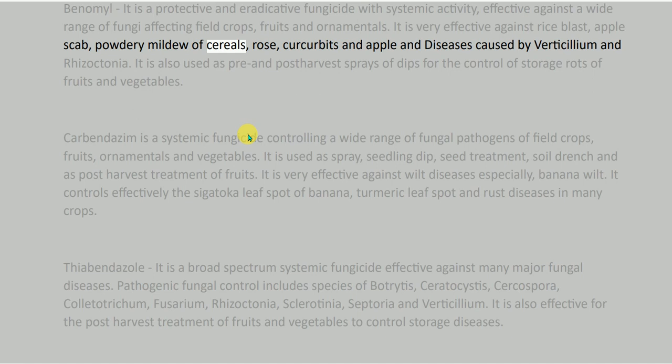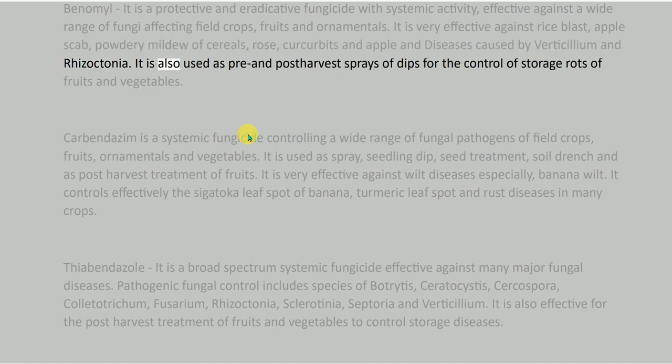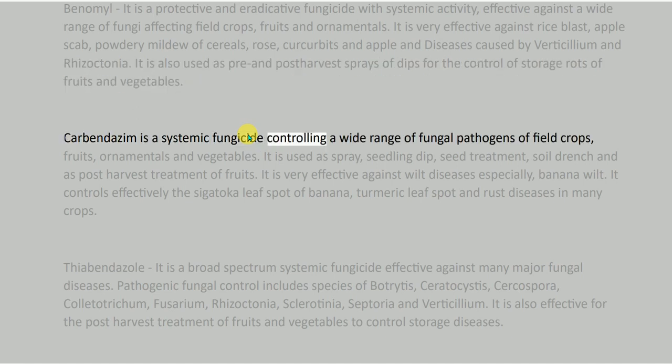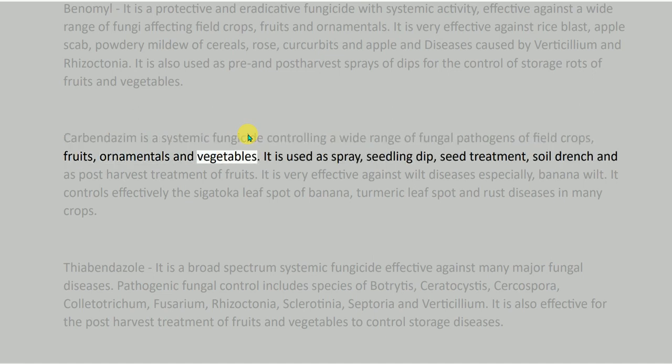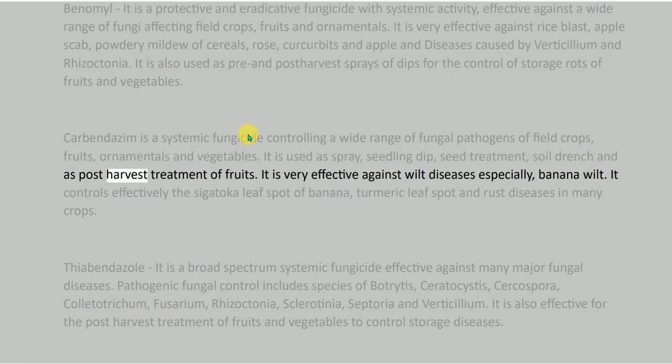It is also used as pre- and post-harvest sprays or dips for the control of storage rots of fruits and vegetables. Carbendazim is a systemic fungicide controlling a wide range of fungal pathogens of field crops, fruits, ornamentals and vegetables. It is used as spray, seedling dip, seed treatment, soil drench and as post-harvest treatment of fruits. It is very effective against wilt diseases, especially banana wilt. It controls effectively the sigatoka leaf spot of banana, turmeric leaf spot and rust diseases in many crops.